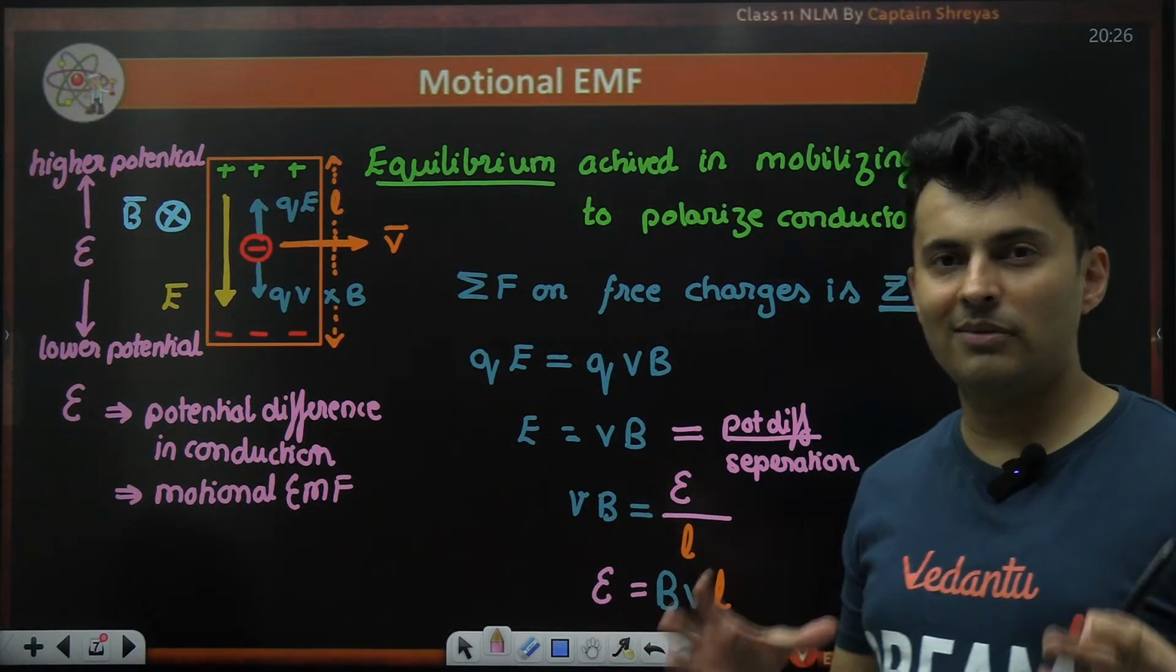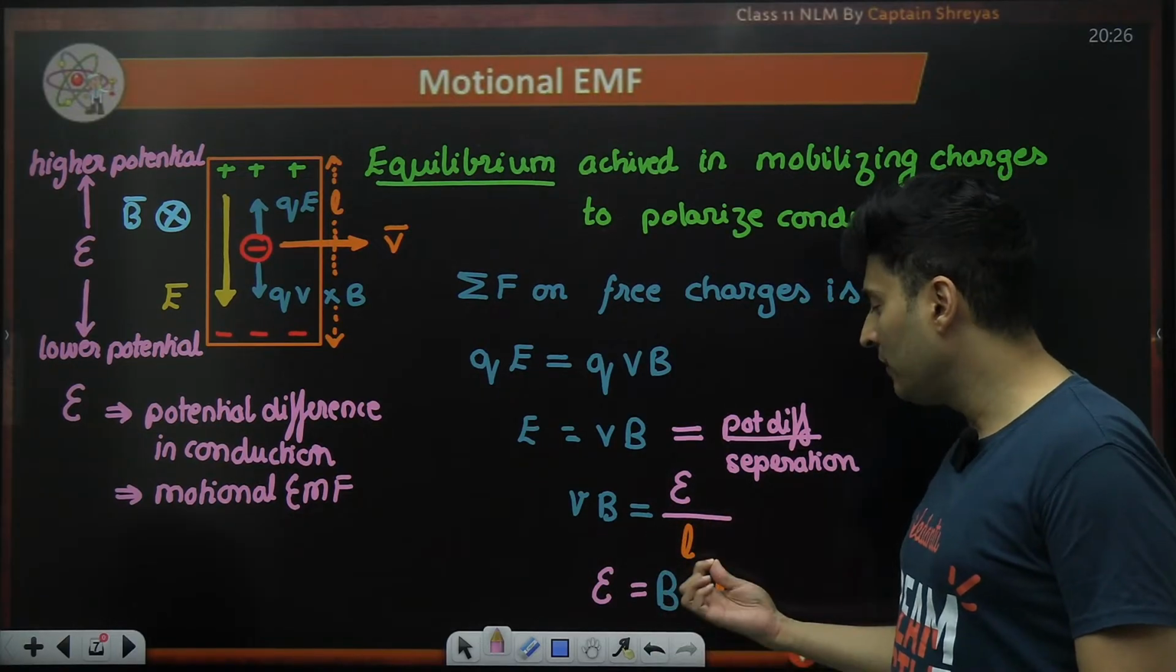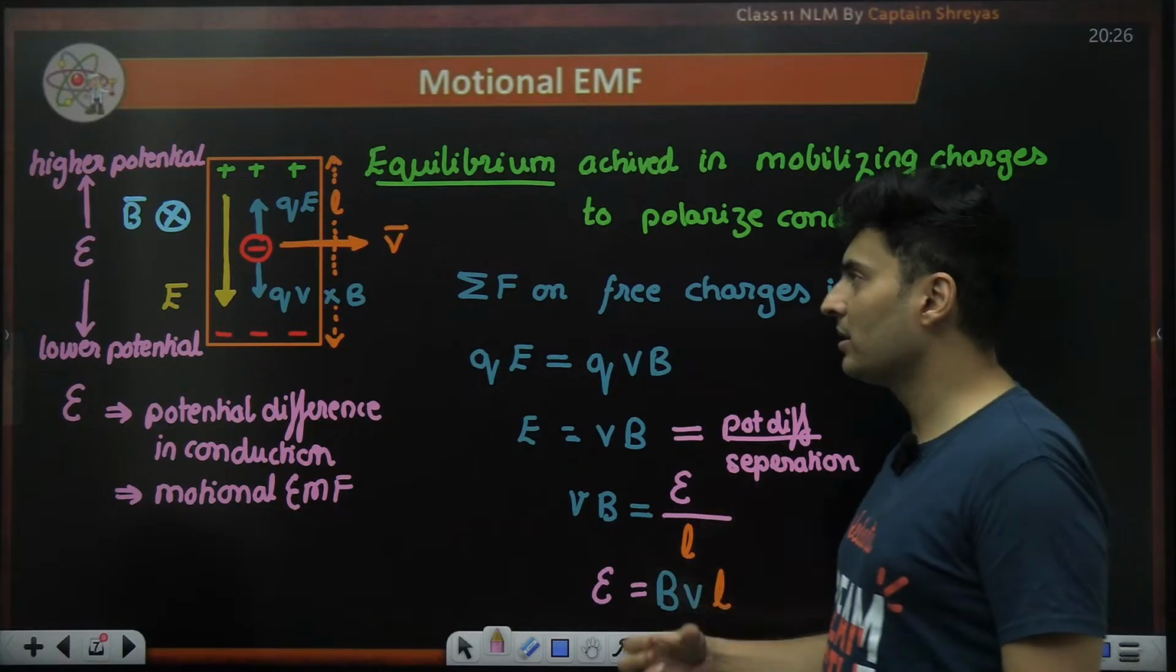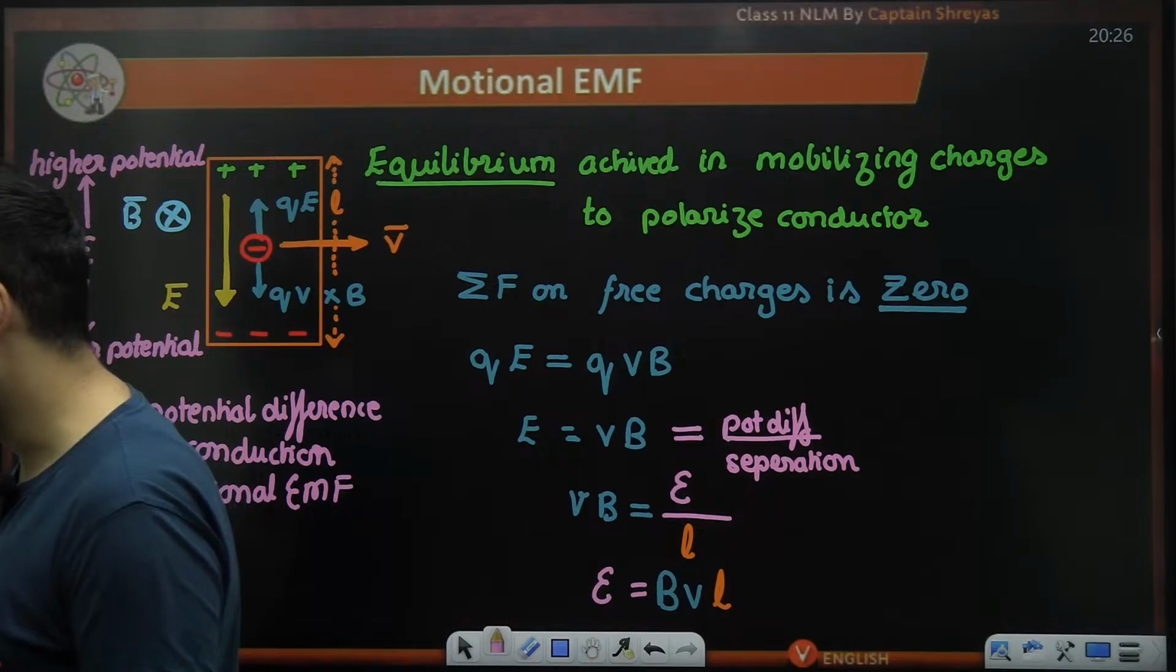How motional EMF comes out to be, that voltage difference comes out to be magnetic field into the velocity into the length of that conductor across which the charges have been separated.